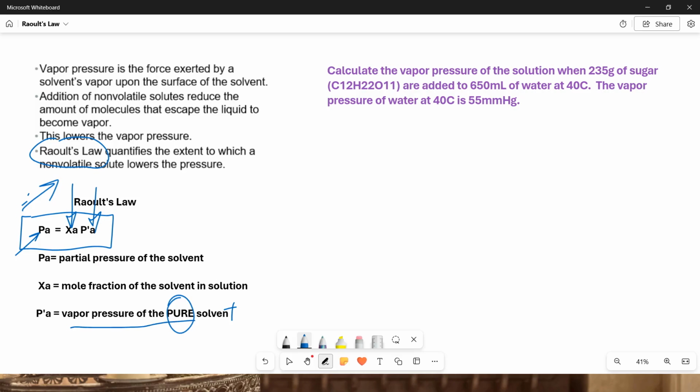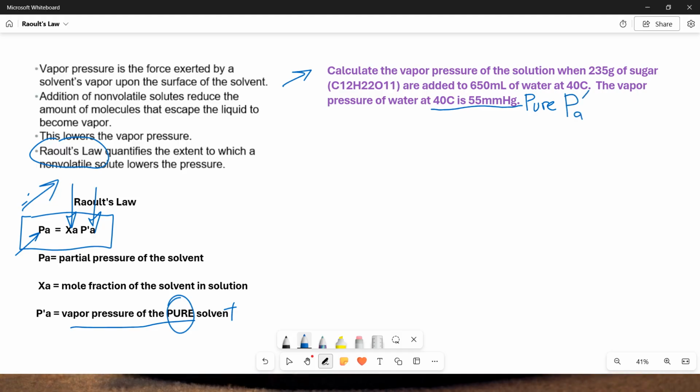So let's look at the problem that we have on the right side of our screen. It says calculate the vapor pressure of a solution when 235 grams of sugar are added to 650 milliliters of water at 40 degrees Celsius. The vapor pressure of the water at 40 degrees Celsius is 55 millimeters of mercury. In other words, this is when it's pure. So if this is the pure substance, this is going to be our P of A prime that we're going to use in our problem. The first thing that we need to do is figure out some mole fractions here.